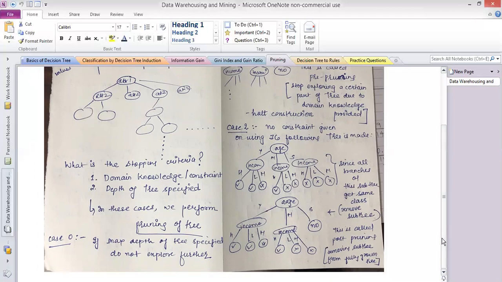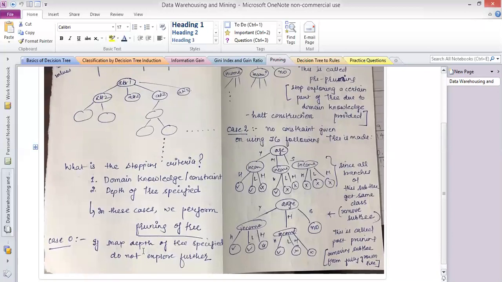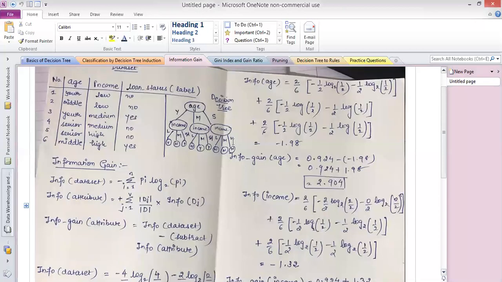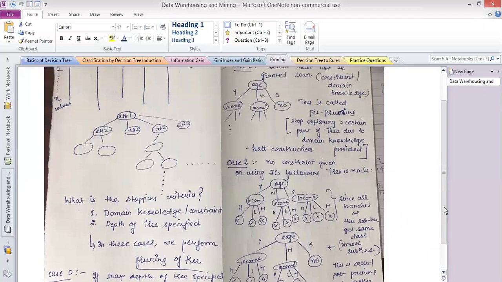Okay, so case 0 is clear: if they say the depth is 2, you will find out only 2 attributes. This is level 0, level 1 and level 2. Level 0 is attribute 1, level 1 is attribute 2, and the next level is going to be the labels. I hope you remember how the labels work. Here you can see these are the labels. So attribute 1, attribute 2 and the labels. This is depth 2.